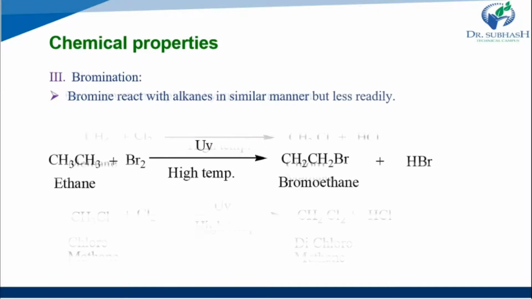Then the third one is the bromination reaction. Bromine reacts with the alkane in a similar manner but less readily. Ethane reacts with bromine in the presence of high temperature or UV light, making bromoethane, that is a haloalkane, and one HBr is removed.